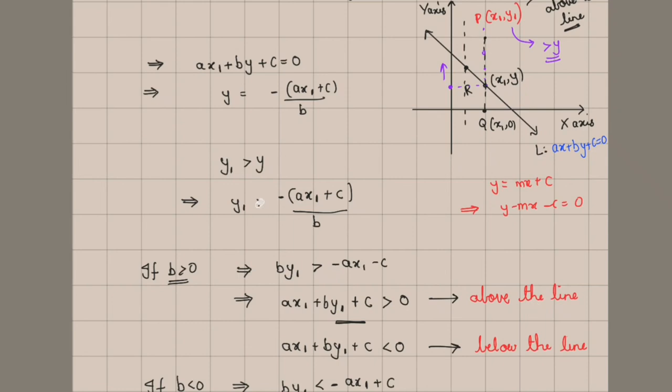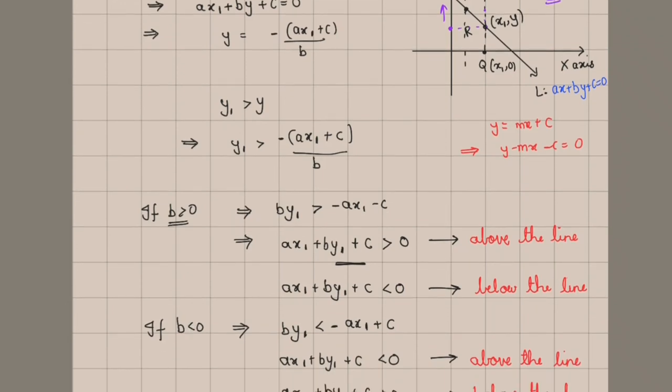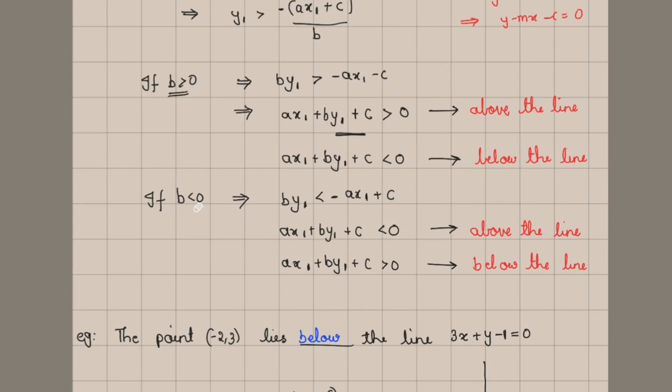Similarly, if you change the sign, we get the condition for below the line. Similarly, if b is less than 0, this gets inverted, because b is negative. When you take it to the left hand side, the greater than sign becomes less than sign. So if b is less than 0, the condition for above the line is the inverse of the condition for b greater than 0, which is ax1 plus by1 plus c less than 0. To not get confused, you can always make the coefficient of y1 positive and take this as the condition.